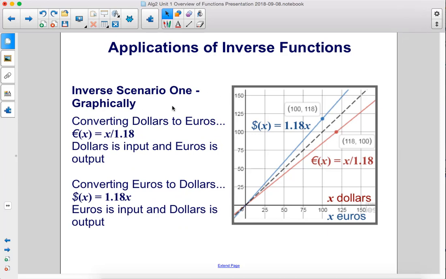Inverse scenario 1, graphically. Converting dollars to euros, we have euros of x equals x over 1.18, where dollars is input and euros is output. Converting euros to dollars, we have dollars of x equals 1.18x. Euros is input, dollars is output. Here, the black dotted line is our diagonal, y equals x. In blue we have our dollar function, and in red we have our euro function.